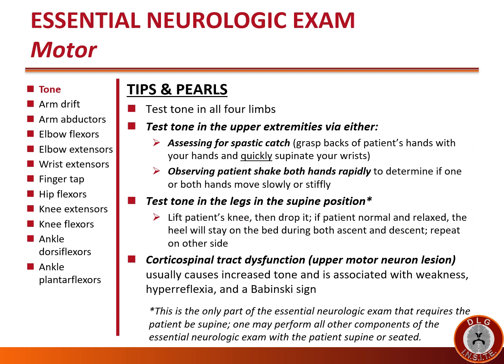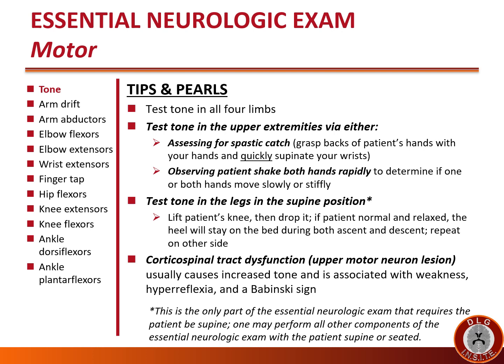Tips and pearls, motor, tone. Test tone in all four limbs. Test tone in the upper extremities either by assessing for spastic catch, grasping the backs of the patient's hands with your hands and quickly supinating, turning out your wrists, or by observing the patient shaking both hands rapidly to determine if one or both hands move slowly or stiffly.